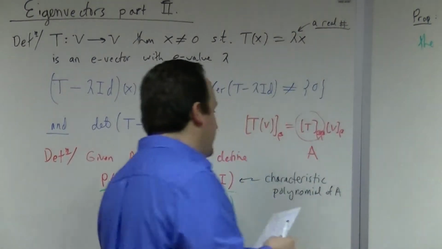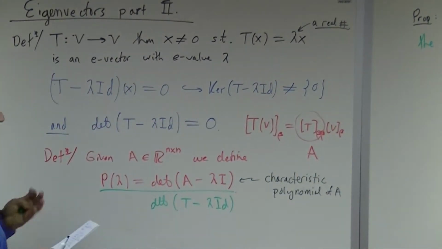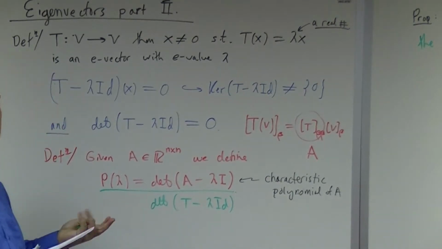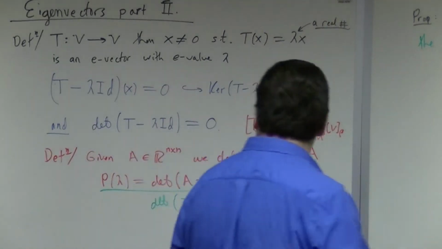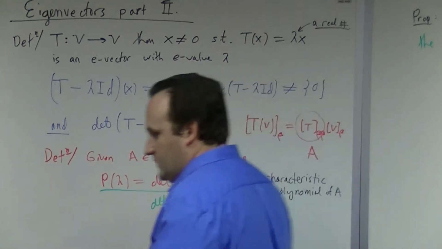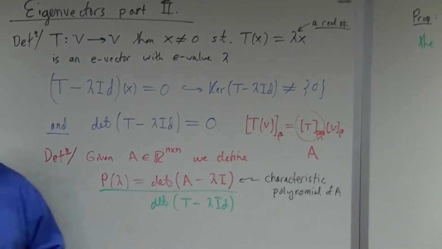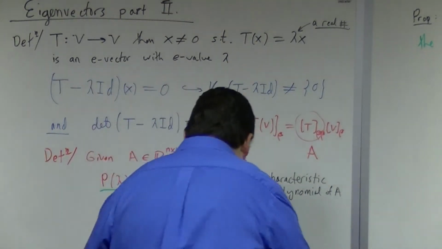So characteristic polynomial, we need to know what that is. Of course, we need to know what eigenvalues of A are, right? But there's another important definition that I must share with you right now, and that is what's called the eigenspace, the eigenspace of lambda.